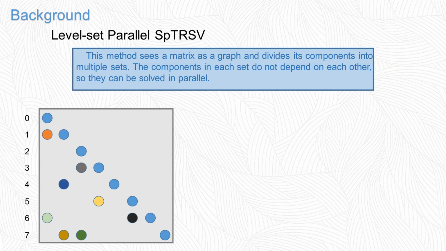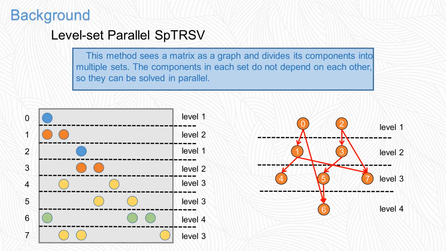The level set algorithm is a typical method for exploiting possible parallelism in the input matrix. This method sees a matrix as a graph and divides its components into multiple sets. The components in each set do not depend on each other, so they can be solved in parallel. There is an example. The input matrix L of 16 non-zeros can generate a graph of 4 level sets.